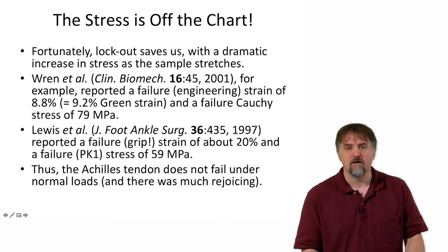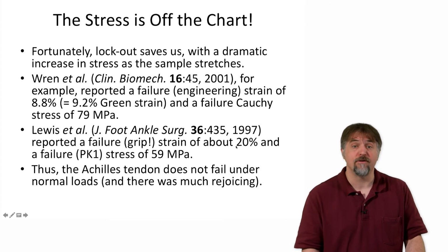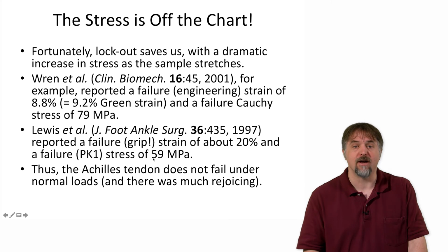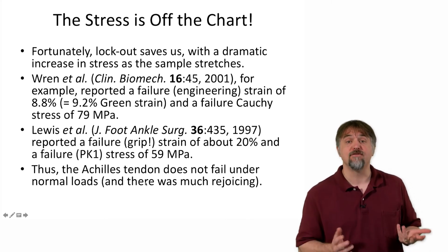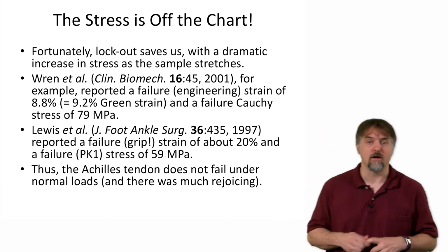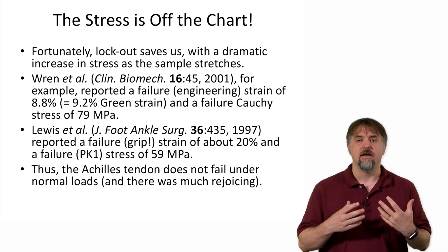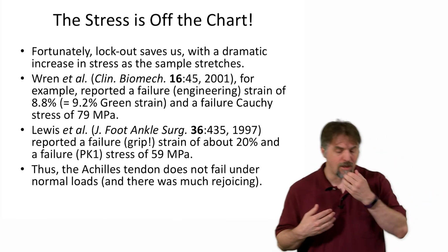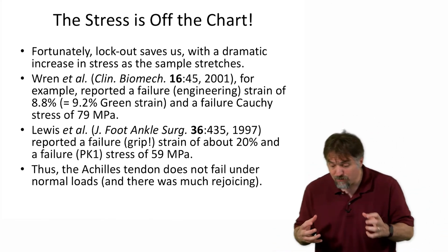These guys, well, a grip strain of about 20%, so that's probably somewhere in the range of a 10 to 15, maybe a 17% strain. As failure PK1 stress of 59 MPa. So the tendon doesn't fail under normal loads, and you should be happy about that because it means you're able to walk. And it in fact doesn't even stretch as much as you might think because of the lockout effect. So that's the Achilles tendon.